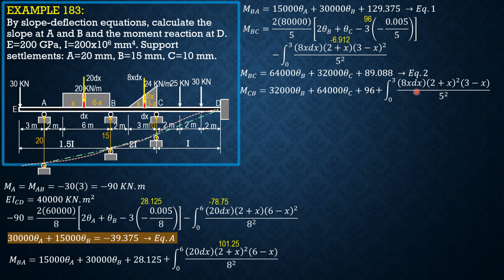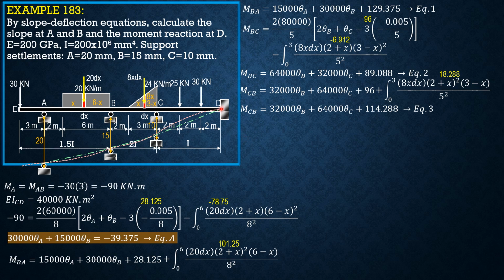So positive because C is right of B. C is at the right, so fixed moment is positive. So MCB, the value of the integral is 18.288. So simplifying, MCB equals 32,000 theta B plus 64,000 theta C, then plus 114.288. Call that equation 3. Then we proceed to MCD.